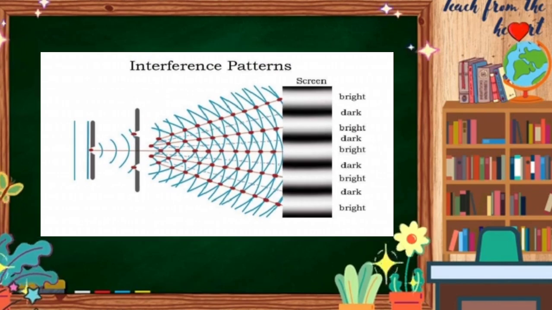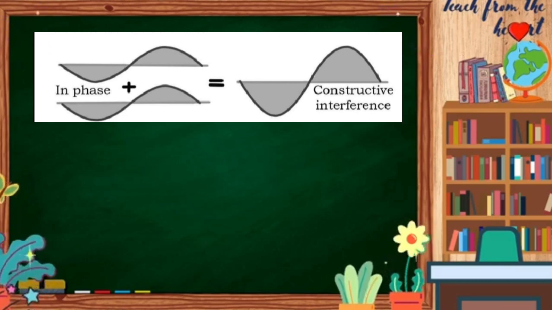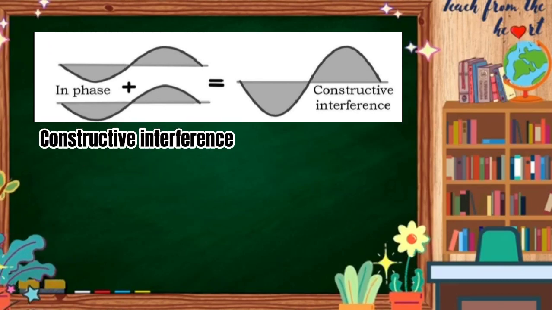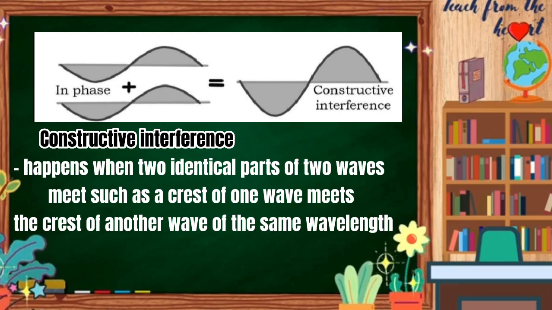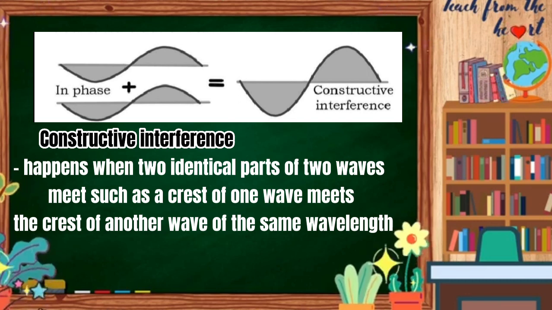This is the illustration for interference patterns. And now let's proceed to constructive interference. Constructive interference happens when two identical parts of two waves meet, such as a crest of one wave meeting the crest of another wave of the same wavelength.